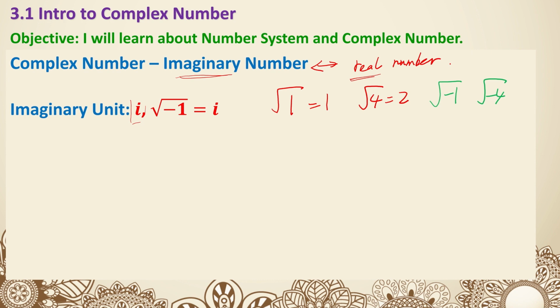Here is the definition that mathematicians have made up. That's why it's called imaginary number, because mathematicians were like, how come square root of 1 has a number, square root of 4 has a number, but square root of -1 doesn't have a number? You know what? Let's make something up to define it. So they have defined square root of -1 to be called i, which is the imaginary unit.